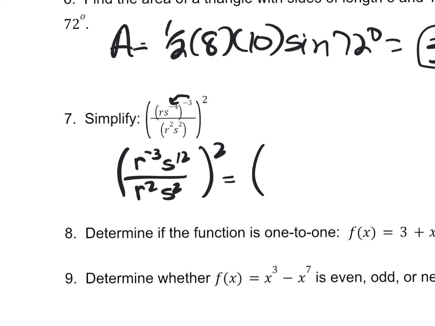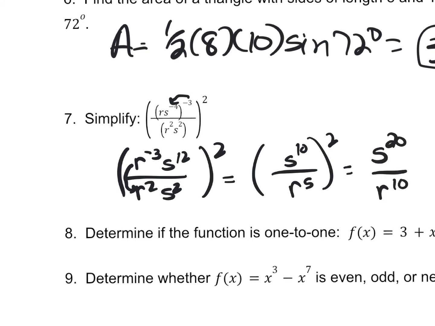I'm still going to work inside. Look at my r's. I'm going to take this r down there, make it r to the 5th on the bottom. The bigger s is on the top. It's 10 bigger. That's s to the 10th. Now, again, power to a power. So I'm going to get s to the 20th, 10 times 2, r to the 10th, 2 times 5. That's it. Don't think you can reduce those exponents. You can't reduce exponents because you think you can. They're the exponents. All right. Let me double check that real quick. All right, I think it looks good.